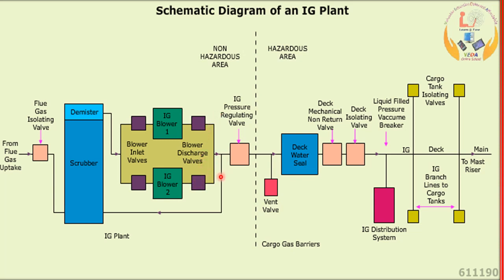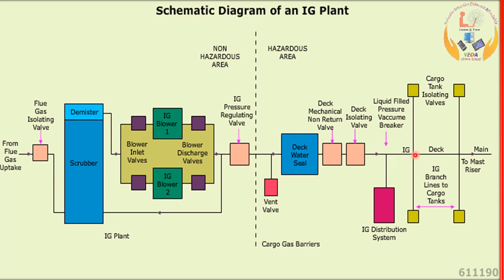This is your recirculation line back to the scrubber. This is the pressure regulating valve. We will see in later slides how this works. After that it goes to the hazardous area. Then the deck water seal, which is a natural non-return valve system. After that, a mechanical non-return valve, and then you have the deck isolating valve. Once this valve is closed, the deck is isolated. This is the main purpose of it.